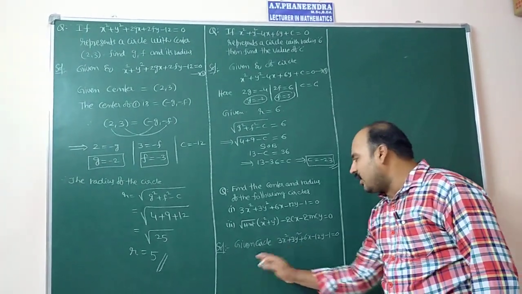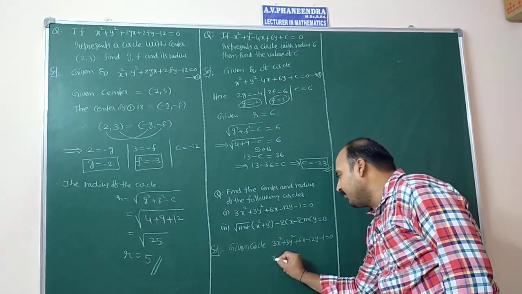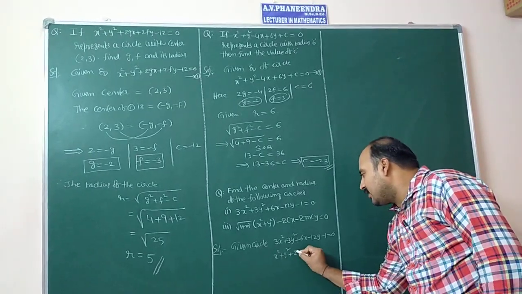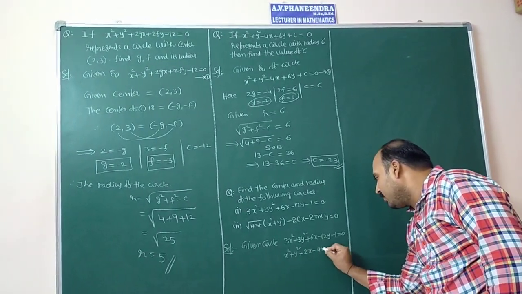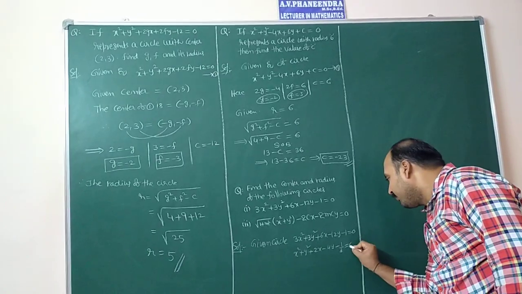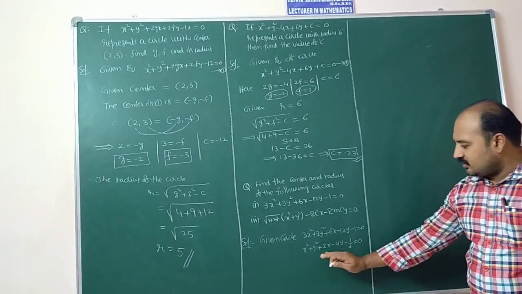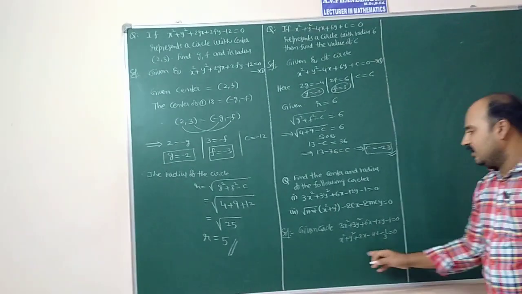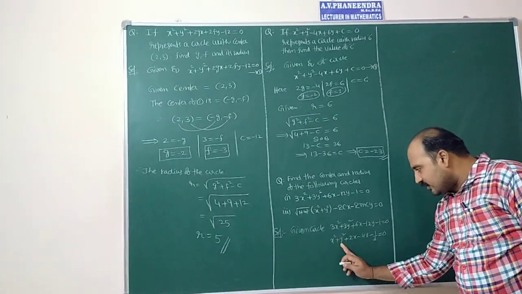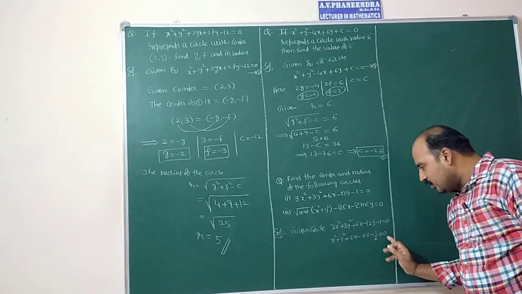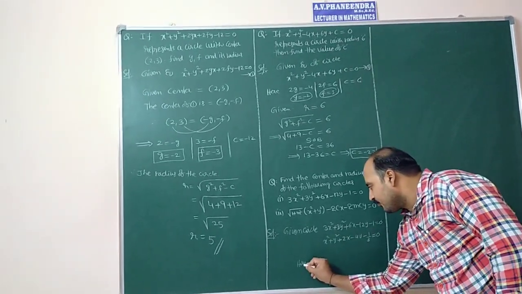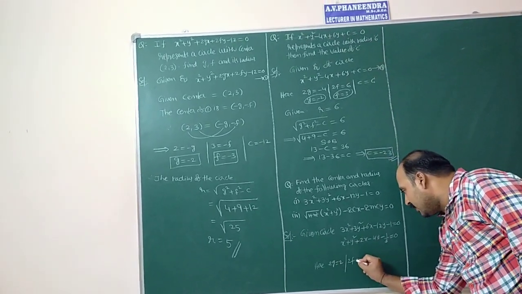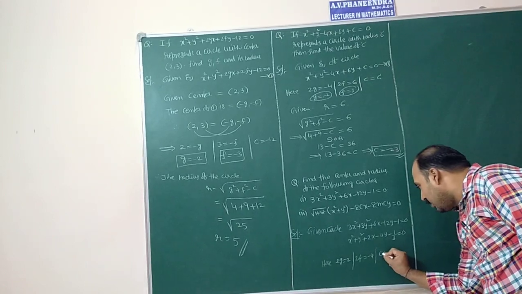Otherwise, take 3 common throughout the equation; both mean the same. So, dividing by 3, x² + y² + 2x − 4y − 1/3 = 0. Now, after dividing by 3, write the values of 2g, 2f and c. Comparing this equation with x² + y² + 2gx + 2fy + c = 0, here 2g = 2, 2f = −4 and c = −1/3.